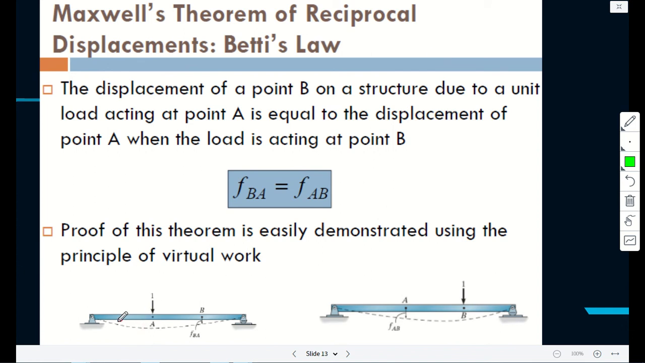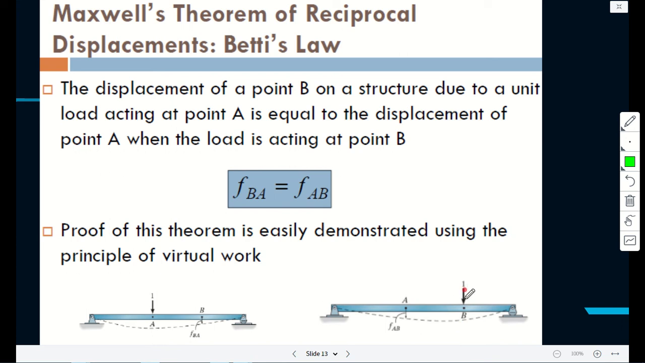So let's take two identical beams here. This is point A and B. You put a unit load here. The displacement due to this load at point B would be FBA. That's the first situation. In the second situation, the same beam A, B, but the load is now at point B. Remember, this is a virtual unit load. The displacement of this at point B is FBA.